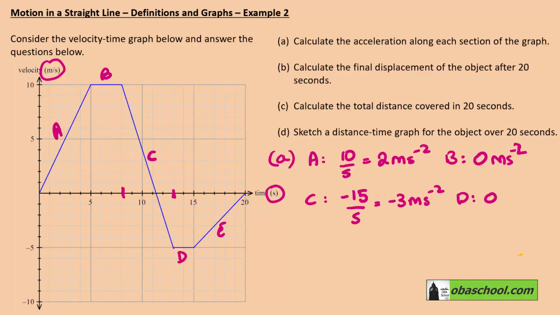Along D, the acceleration once again is 0 because it's going at a constant speed. And along E, the change in velocity is positive 5, because it's going from negative 5 to 0. And that happens over 5 seconds. So that's 1 meter per second squared.